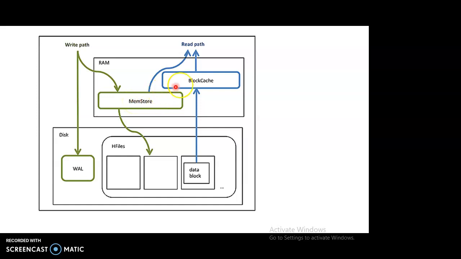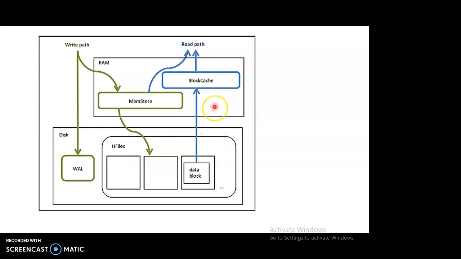Basically, all the components, that is MemStore and block cache, are temporary components, so they will be part of RAM, and WAL and HFile are permanent storage components, so these components will be part of disk. So the log will go to WAL, data will go to MemStore, and from MemStore the data will go to HFile for permanent storage.